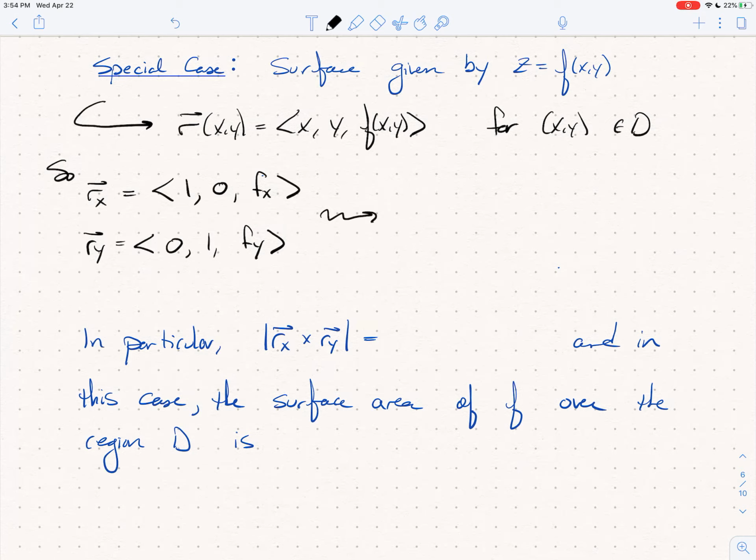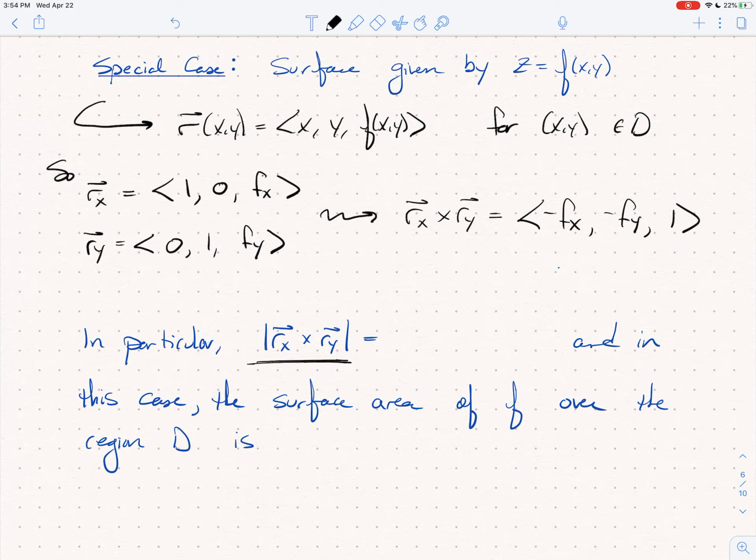And so now I can compute r partial x cross r partial y. So I'm going to get minus f partial x. And then I'm going to get negative f partial y minus 0, so negative f partial y. And then last but not least, I'm just going to get 1.